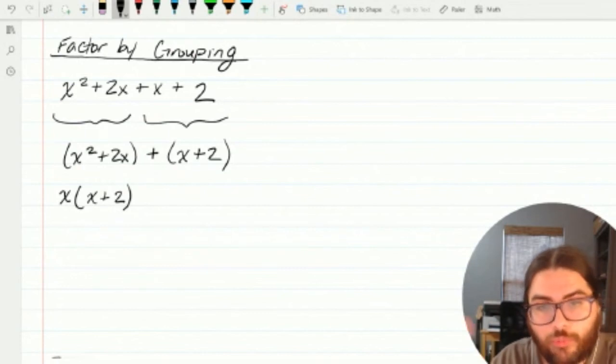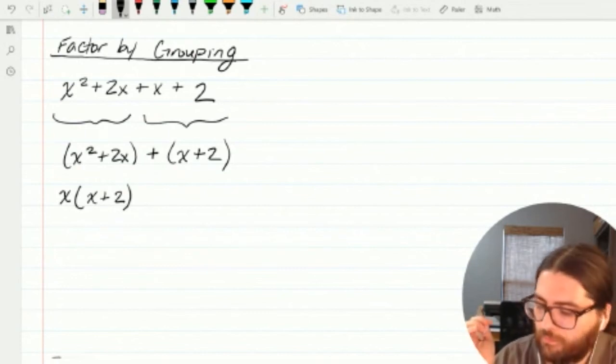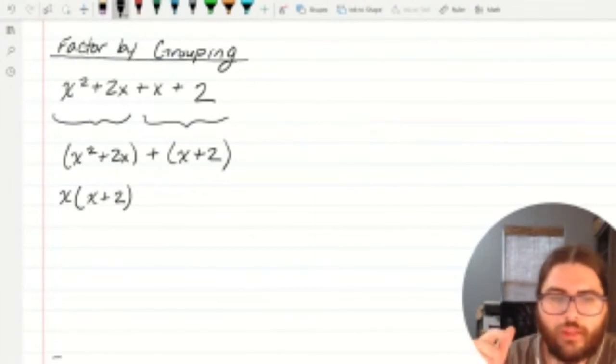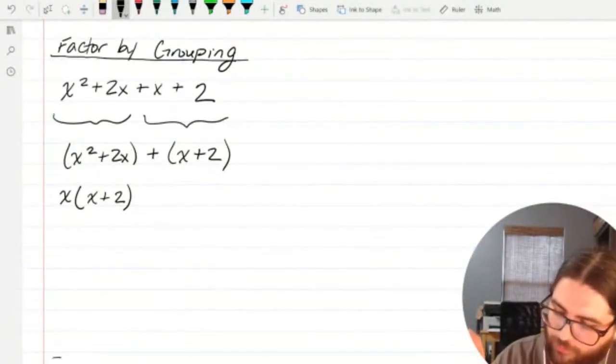Right? These factoring methods build upon one another. And that's the first group written as a set of 2 factors. Let me worry about the second group now.